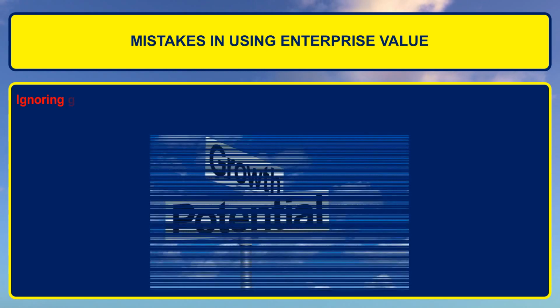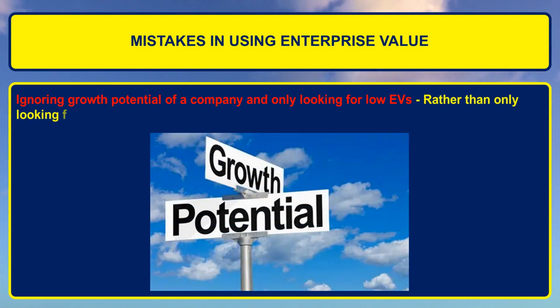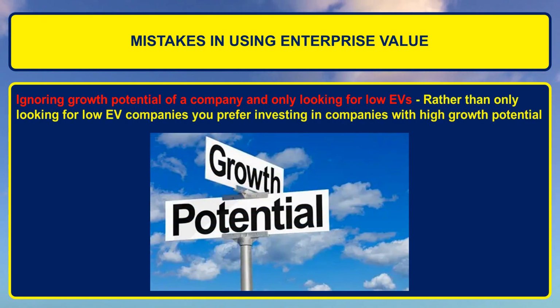Mistake number 7 is ignoring growth potential. EV is about the cost today, but growth determines tomorrow's value. 2 companies can have the same EV now, but if one is growing at 20% and the other is stagnant, the better long-term bet is the high-growth company.